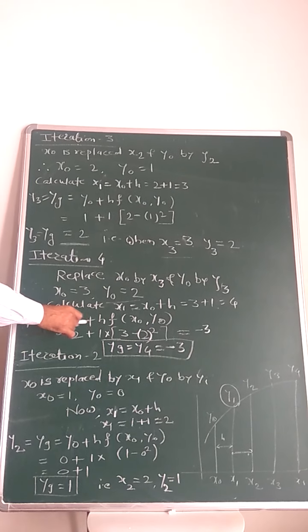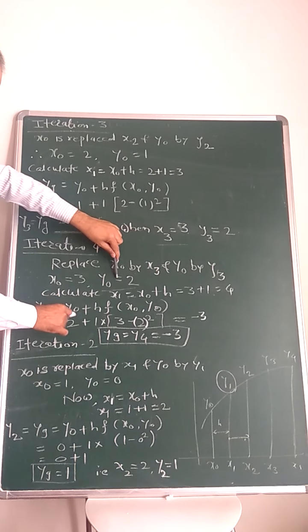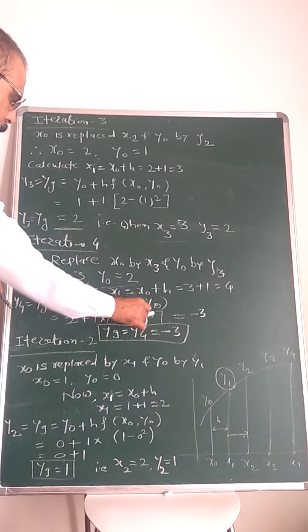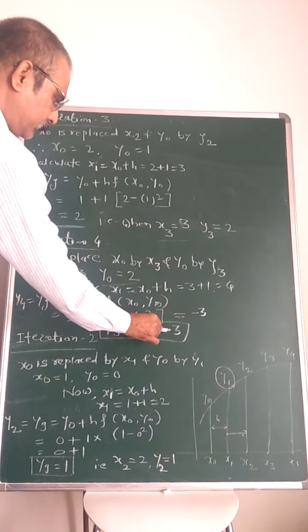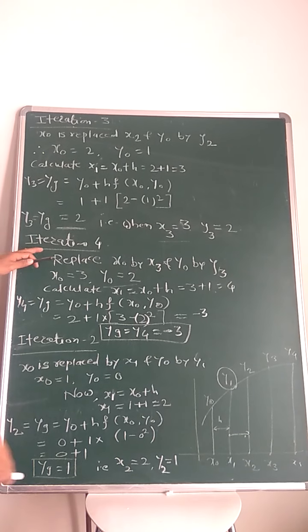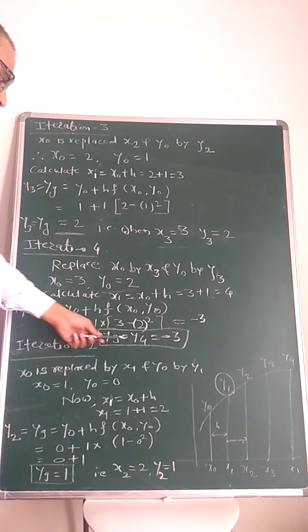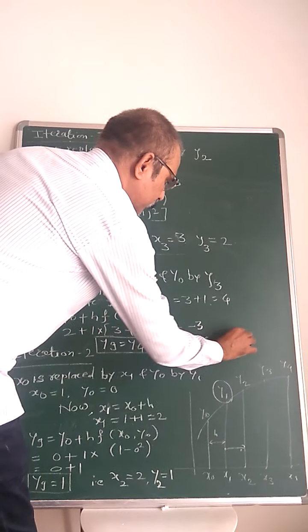Again using Euler's formula, iteration number 4 will give you the value y4, which is equal to yg equal to y0 plus h f of x0, y0. y0 is equal to 2 plus h is 1 into 3 minus 2 square. Therefore yg is equal to y4 is equal to minus 3. After the fourth iteration, the value of y4, that is yg, is equal to minus 3 when xg is equal to 4.